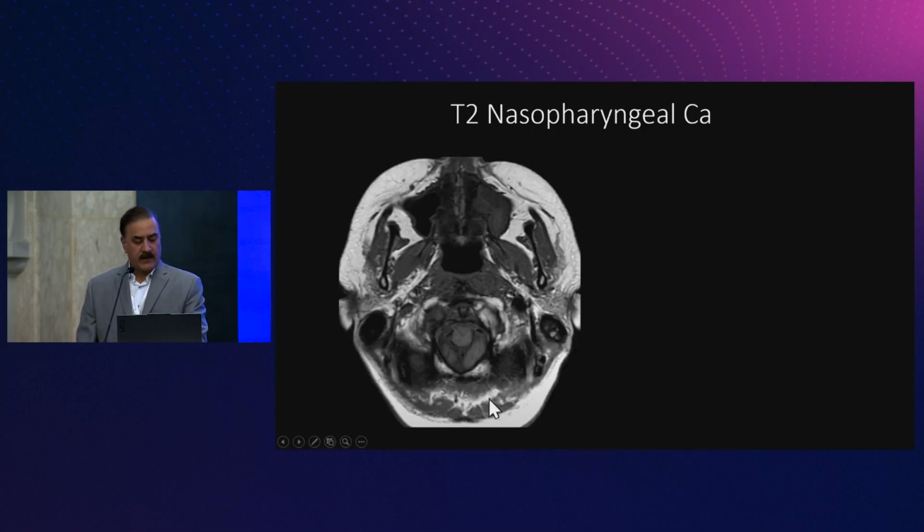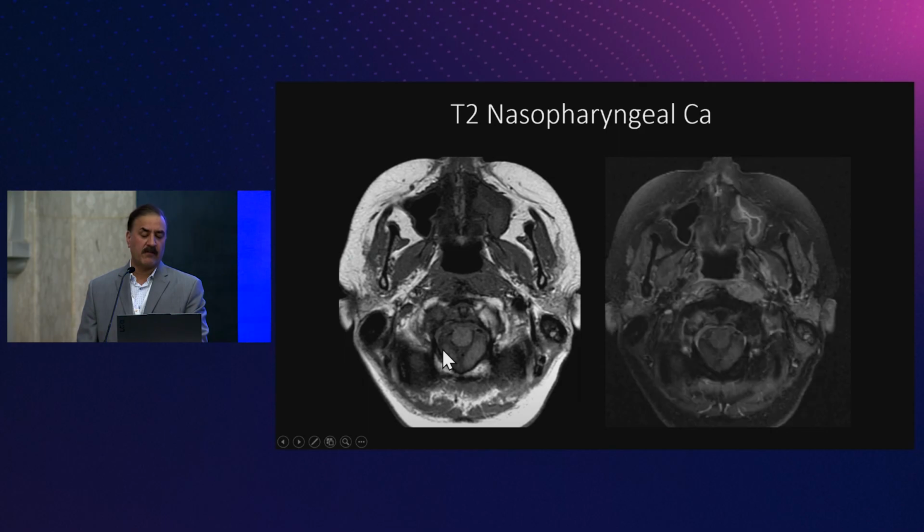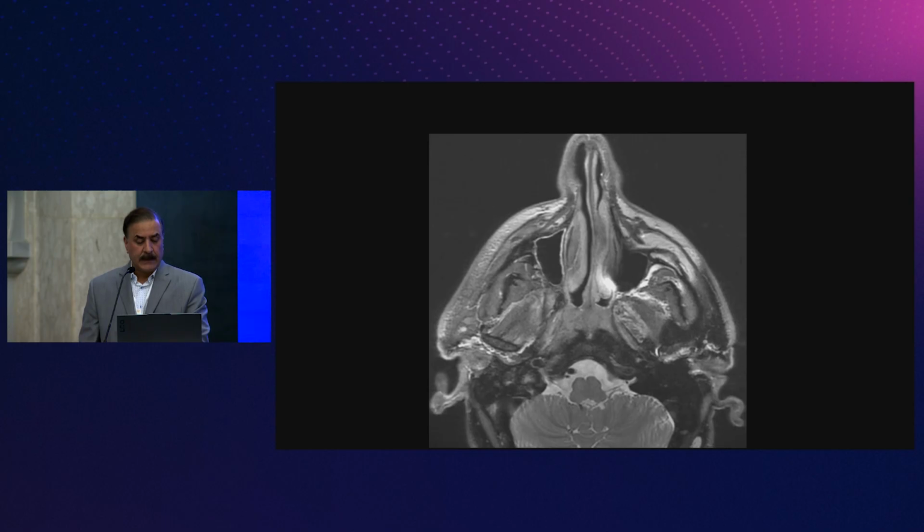Now, these are a few examples here. You may see on this non-contrast that there is some irregularity and asymmetry on this side, but when you give contrast, the ipsilateral longus colli muscle actually enhanced. So this was a T2 nasopharyngeal carcinoma involving the muscle itself.